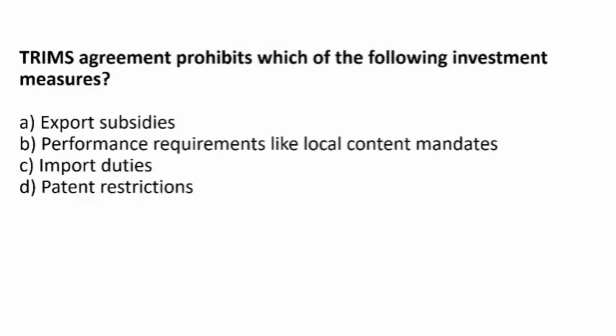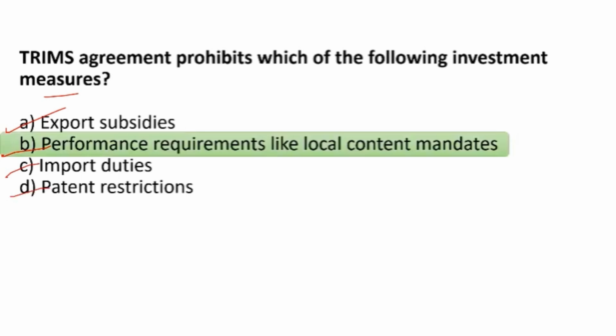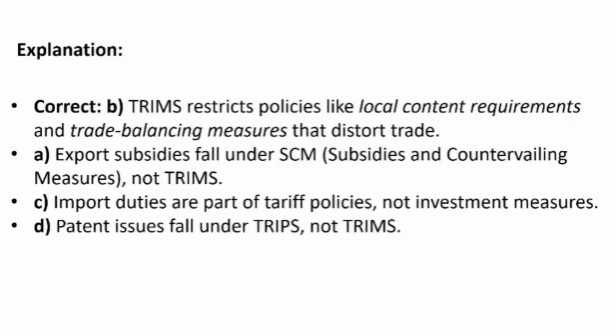Next, the TRIMS agreement prohibits which of the following investment measures? Export subsidies, performance requirements like local content mandates, import duties, or patent restrictions. It is related to the performance requirements like local content mandates. TRIMS restricts policies like local content requirements and trade balancing measures that distort trade. Okay, we have completed this point in the theory session.